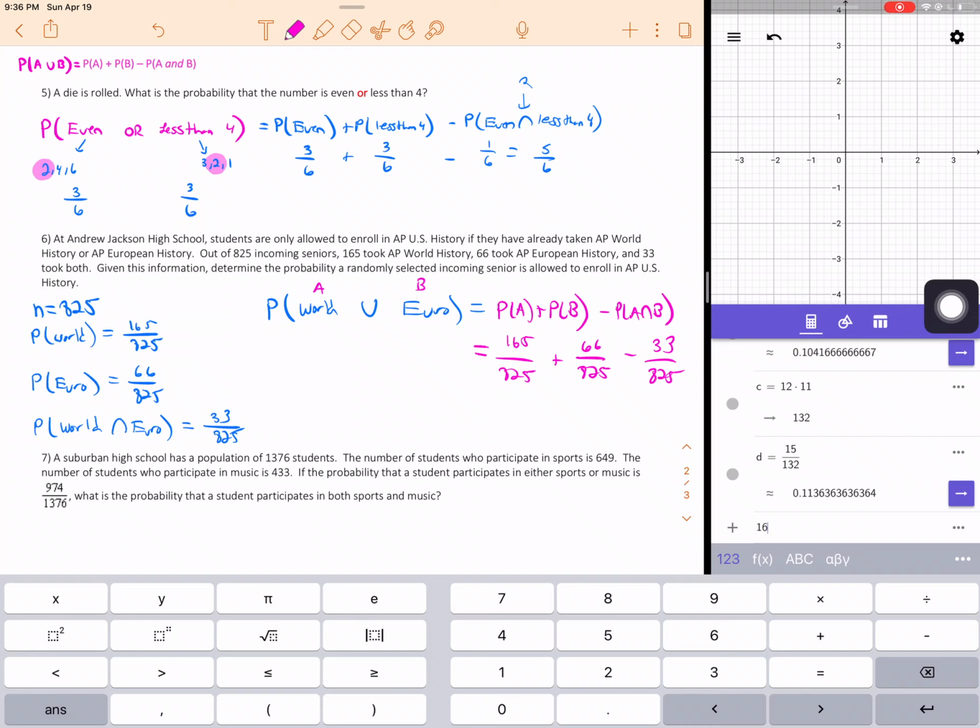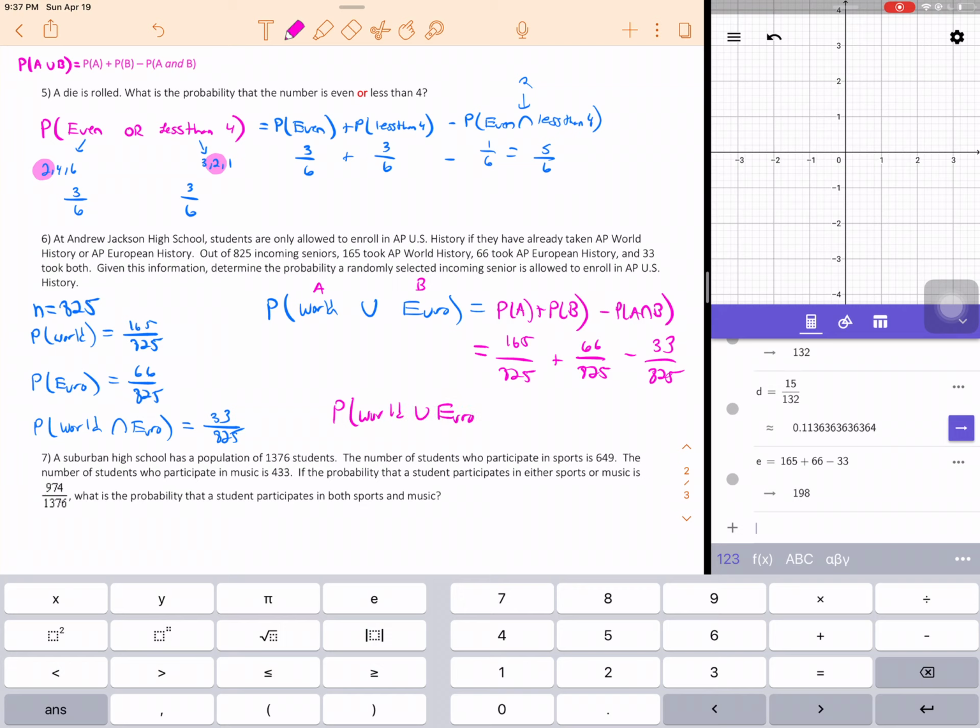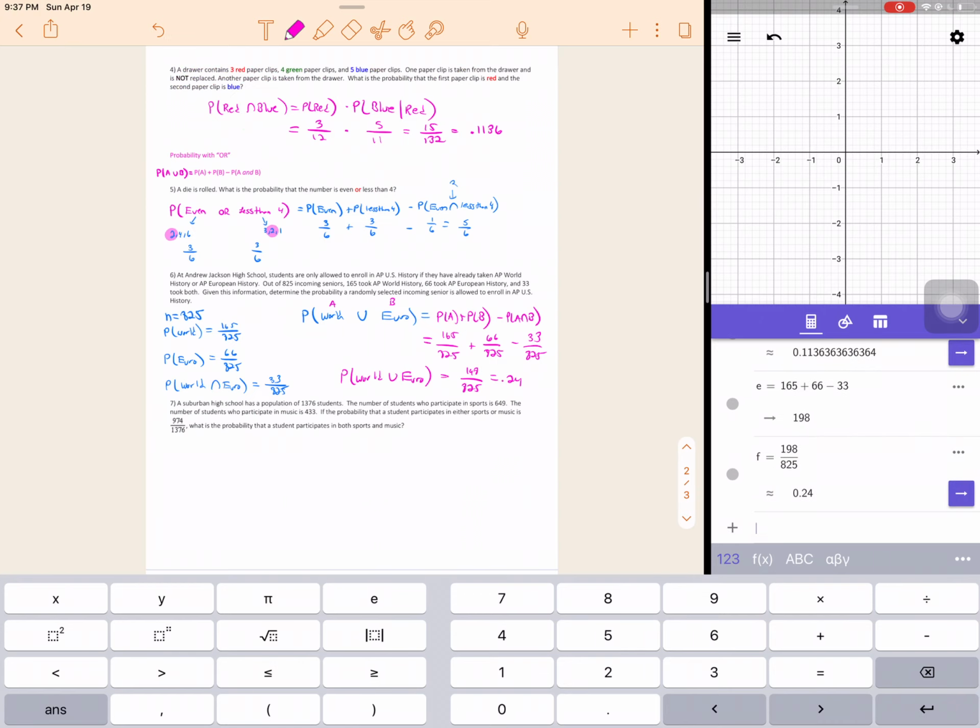And then we do 165 plus 66 minus 33, which is 198. So the probability they took World or Euro is 198 out of 825. It's about 0.24, 24%. Okay?